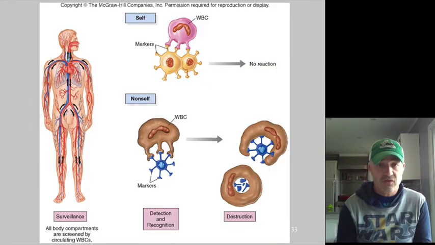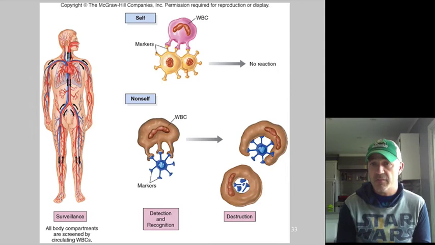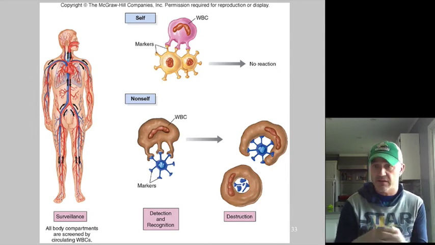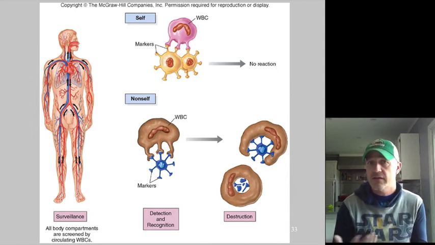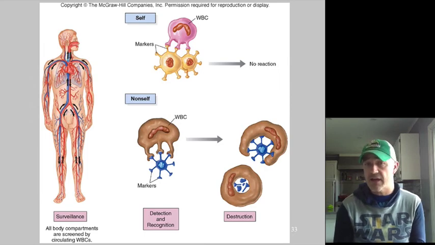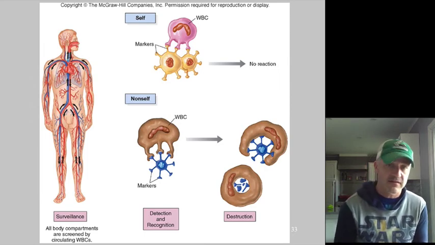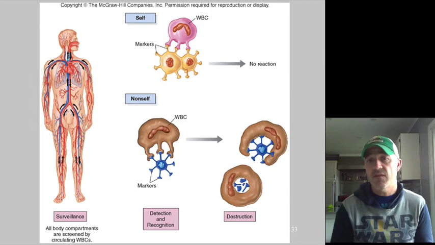And again, kind of showing it here, the non-self one at the bottom, you can see that the white blood cell engulfs it and destroys it, where things that are self cells, we should not get a reaction. And again, when that does happen to self cells, that's when we are having an autoimmune issue.